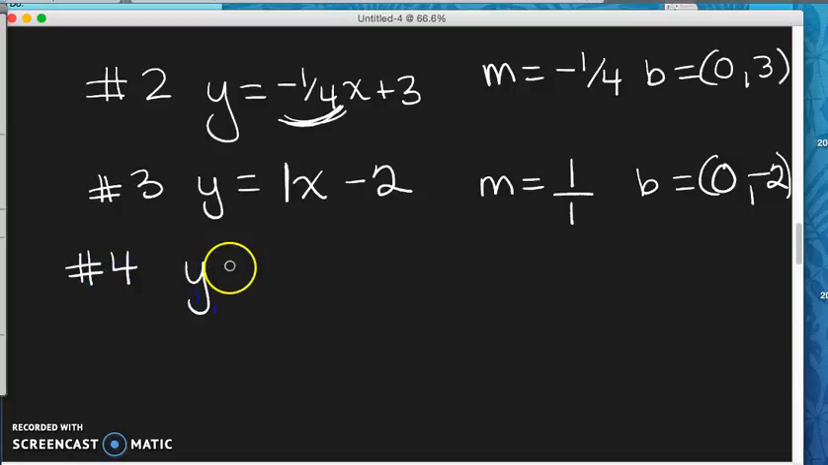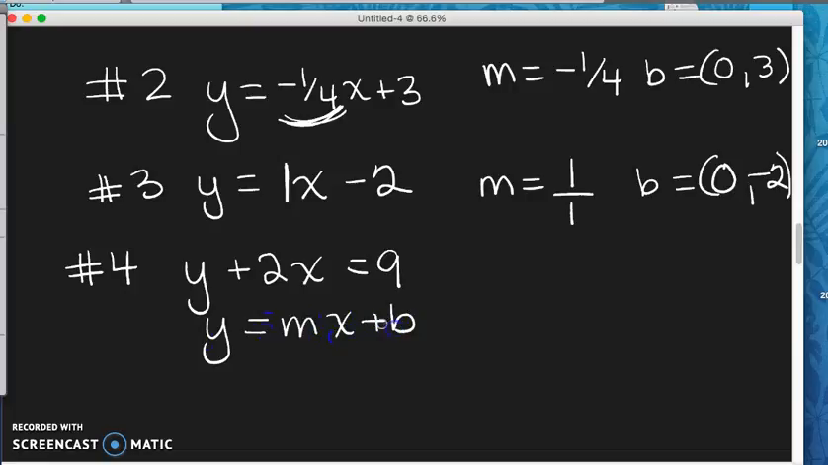Now, example number 4 is going to look a little bit different. So, y plus 2x equals 9. In this case, it's not in the form y equals mx plus b. The reason is that on the left side of your equal sign, you have the plus 2x there. In order to identify your slope and y-intercept, it must be in the form y equals mx plus b. Therefore, you need to rearrange your equation so that the y is isolated on the left side.